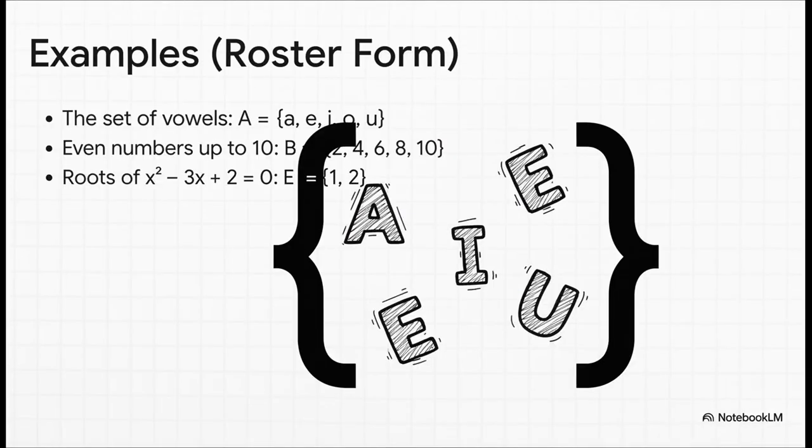Now, this is probably the most straightforward way you'll see a set. You just list everything that's in it between these little curly braces. This is called the roster form, and it's perfect when you've got a small, easy-to-manage group of items.